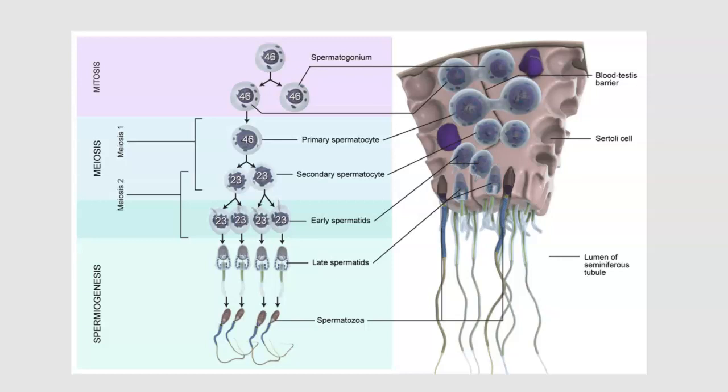Spermatogenesis is a process. It's a series of events that give rise to sperm cells. And each time there's an event, a cell division, the cell takes on a new name. So let me show you what I mean.